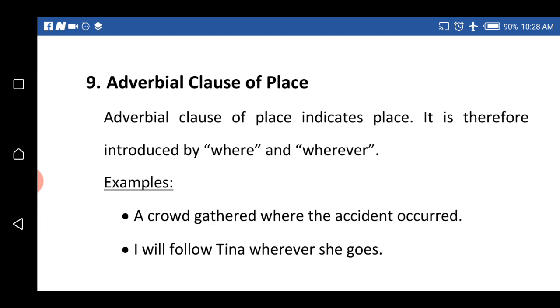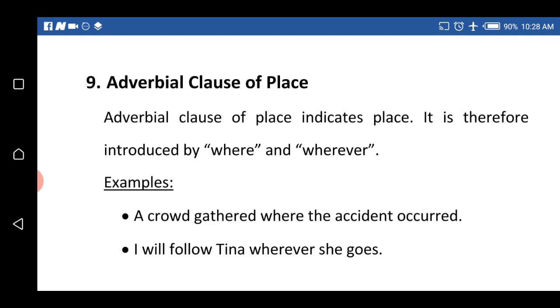Example 2. I will follow Tina wherever she goes. Wherever she goes typifies the clause of place.